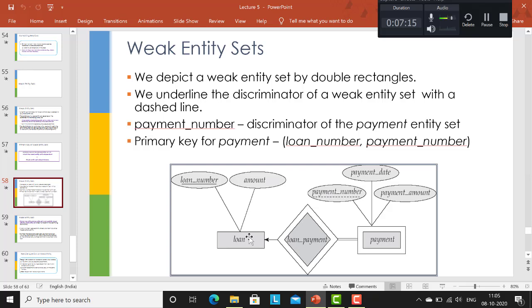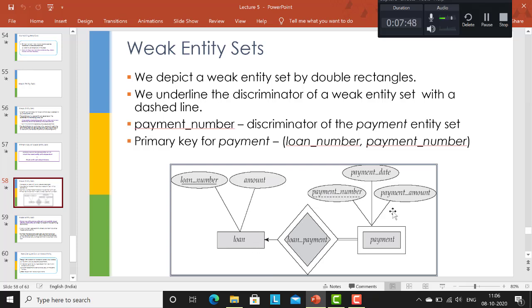Now, for a loan entity, I'm saying that there are several weak entities, that there are several payments which correspond to this loan, right? So now all those payments together will become a weak entity set. And each payment has a payment date, payment amount, and payment number, right? And all these payments correspond to a particular loan, right?